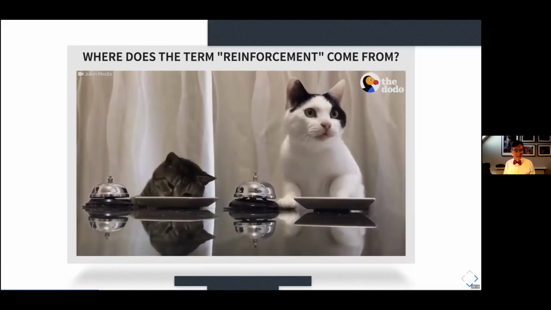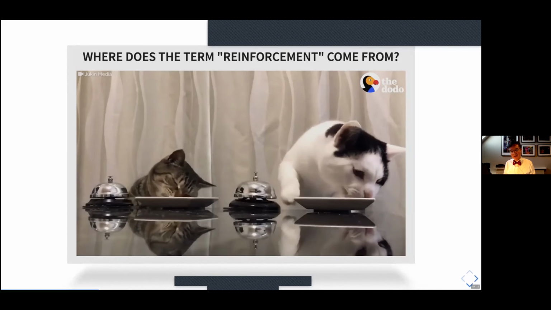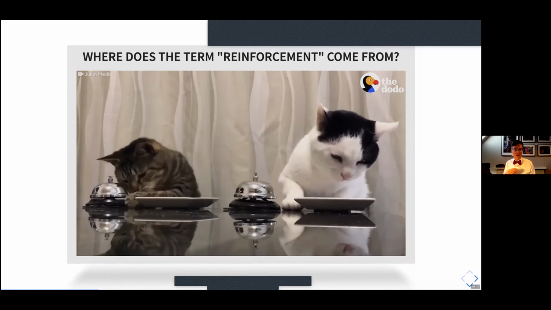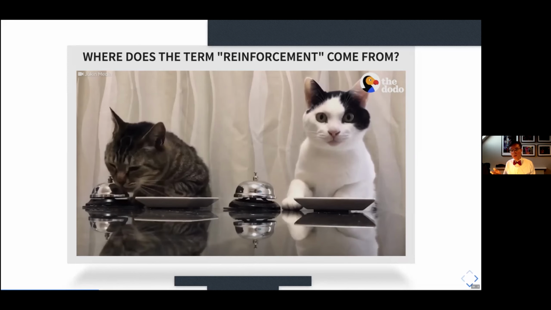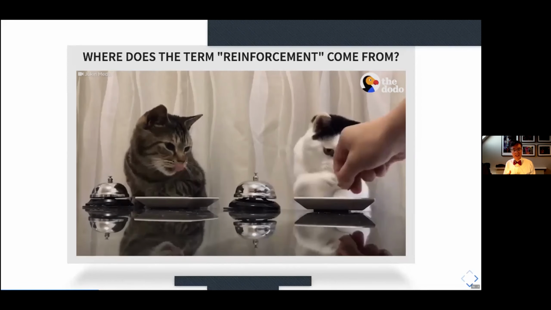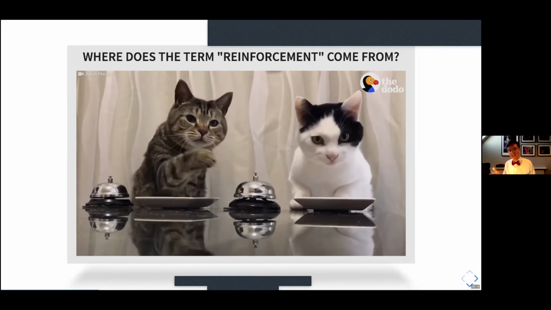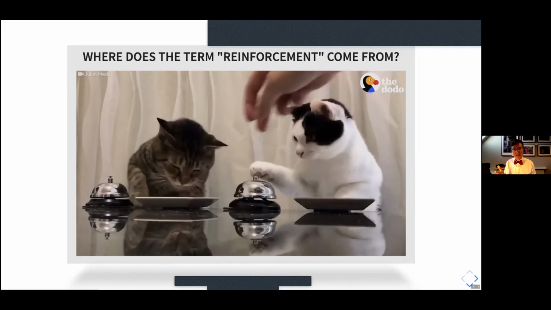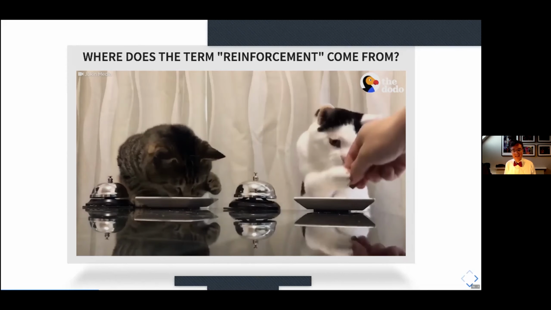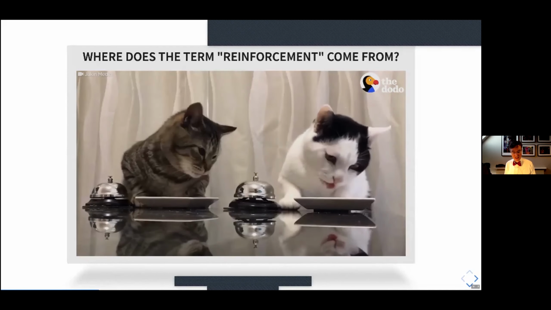And the key thing was the idea that the experience of some reward, such as food, reinforces an action. In his case, Pavlov's dog was salivating. In this case, the cats are just working out how to ring the bell.